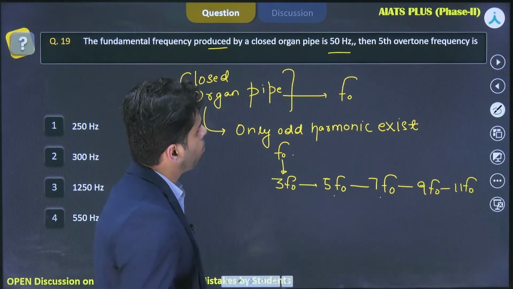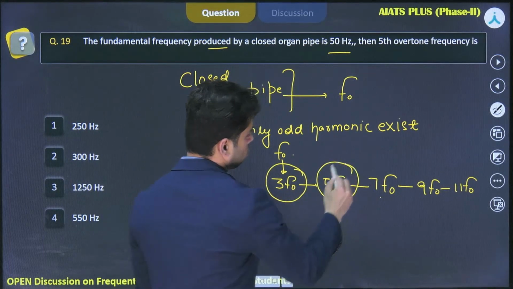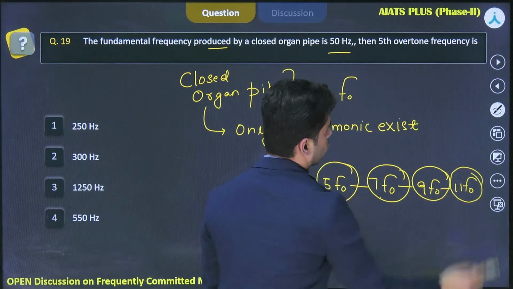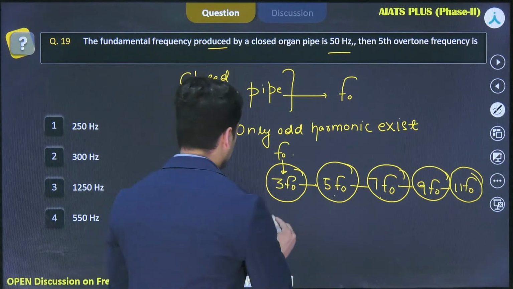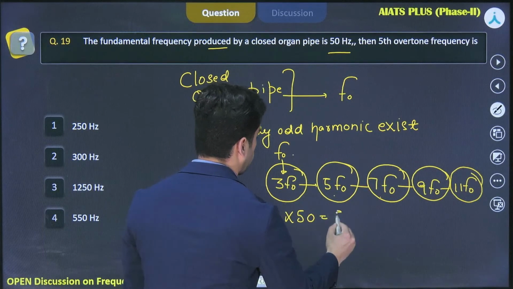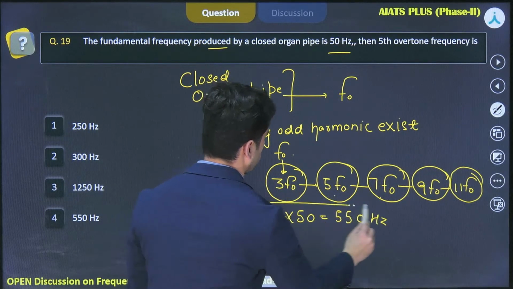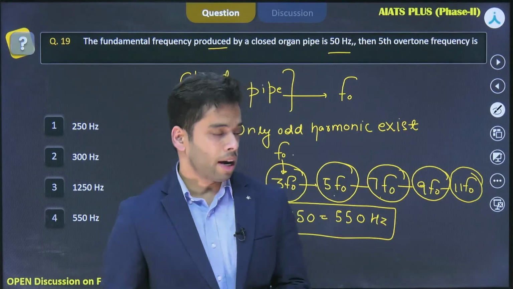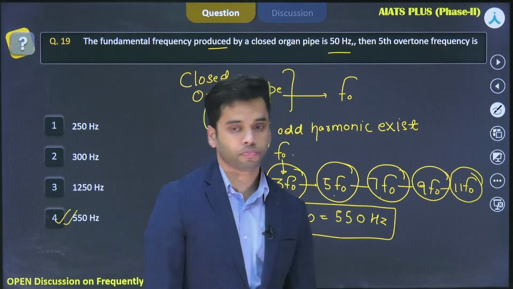So dear students, you need to pick the fifth overtone. This one is your first overtone, this one is your second overtone, this one is your third overtone, this one is your fourth overtone, and this one is your fifth overtone. So the fifth overtone is 11 times the fundamental frequency. The fundamental frequency is given as 50, so 11 into 50 gives me 550 Hertz as my correct answer, which means the correct answer is option 4, 550 Hertz, right?